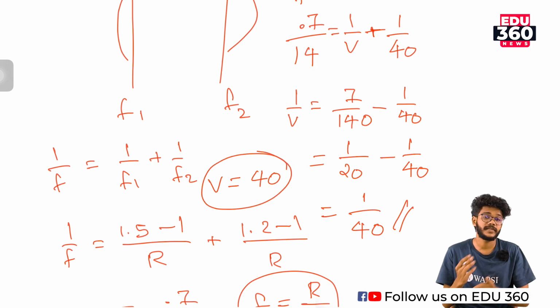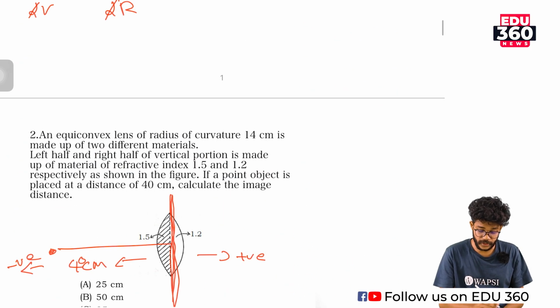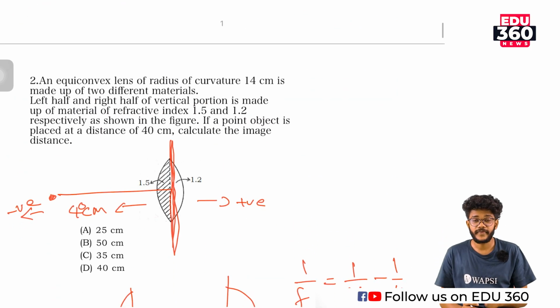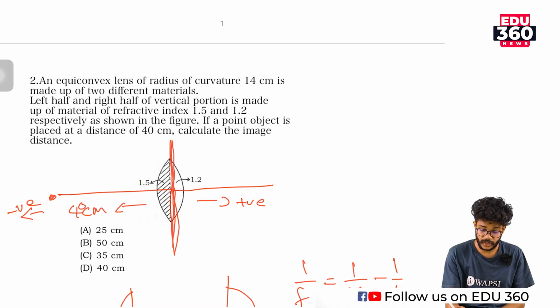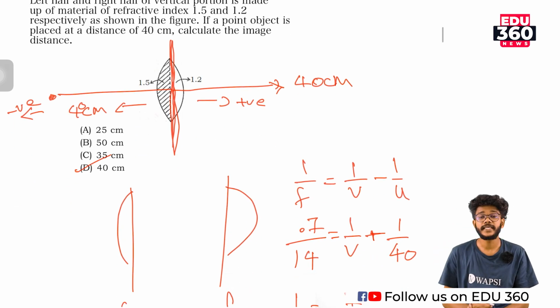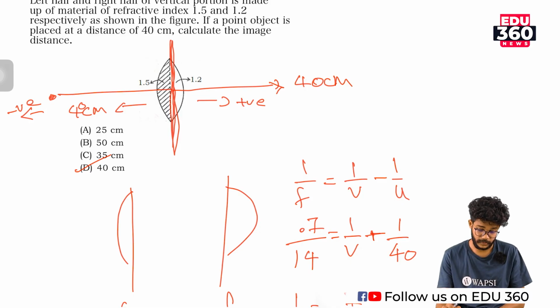What is meant by plus 40? Plus 40 means that it is measured to the right. That means just opposite to the previous direction, in the positive direction, 40 centimeter. The image is formed there. So which option is the correct one? The D option is the correct one. Okay, so we can move to the next question.